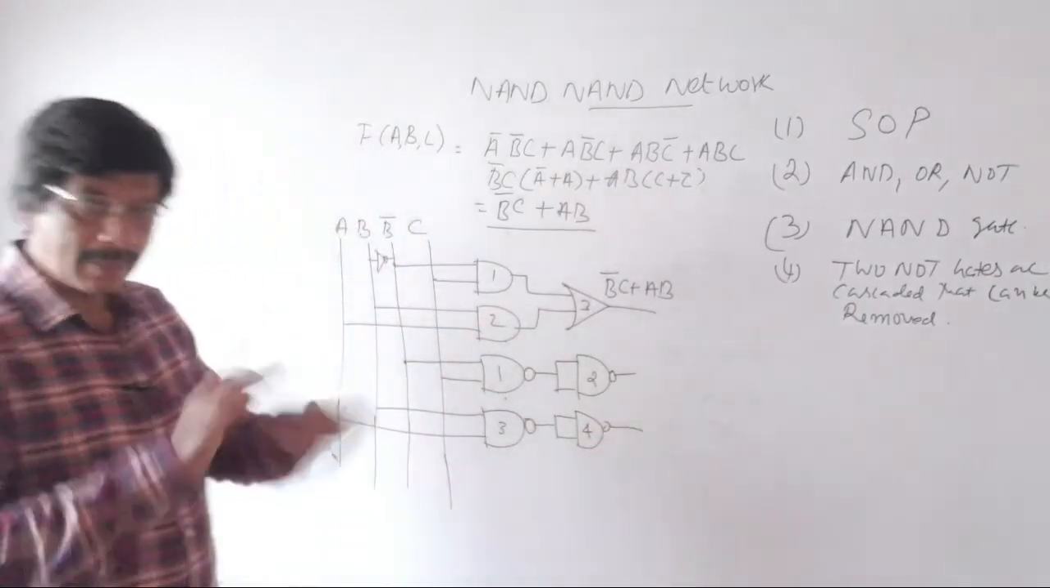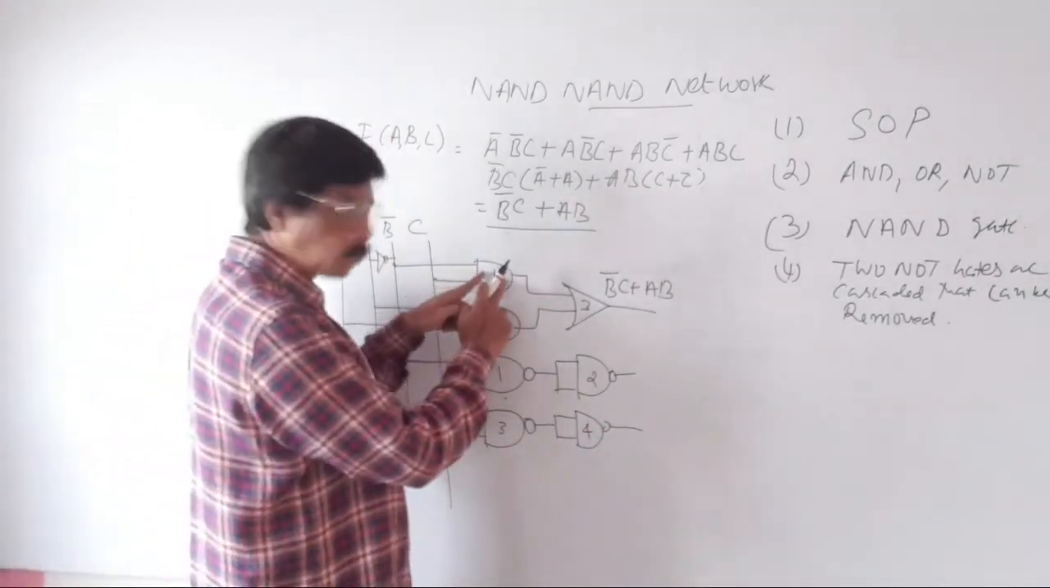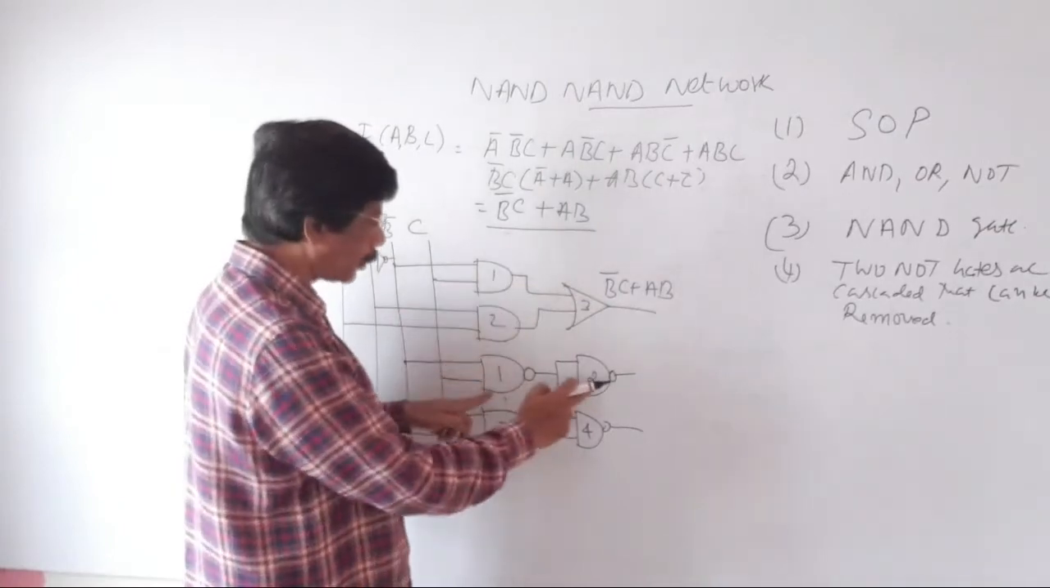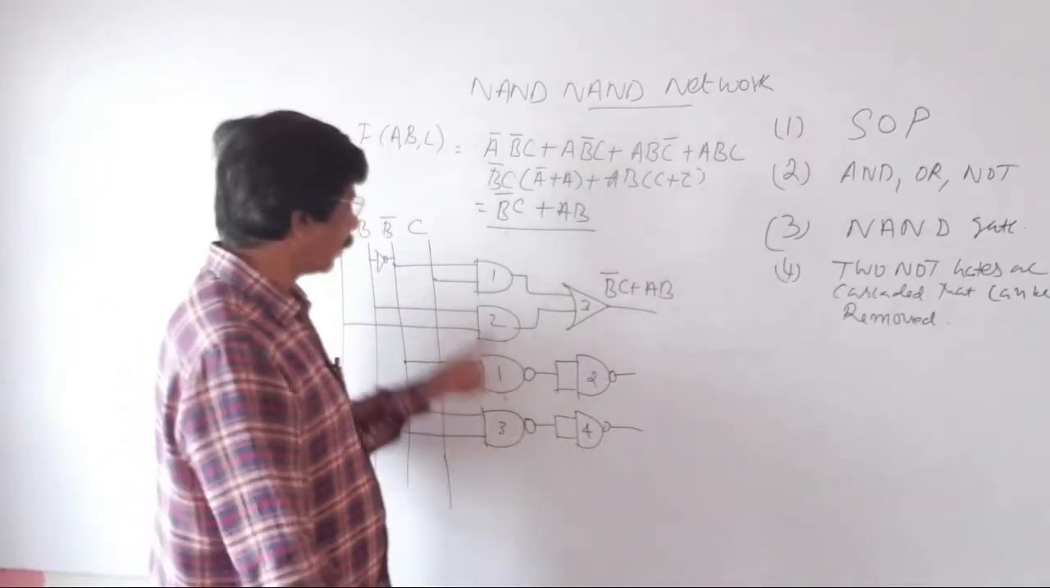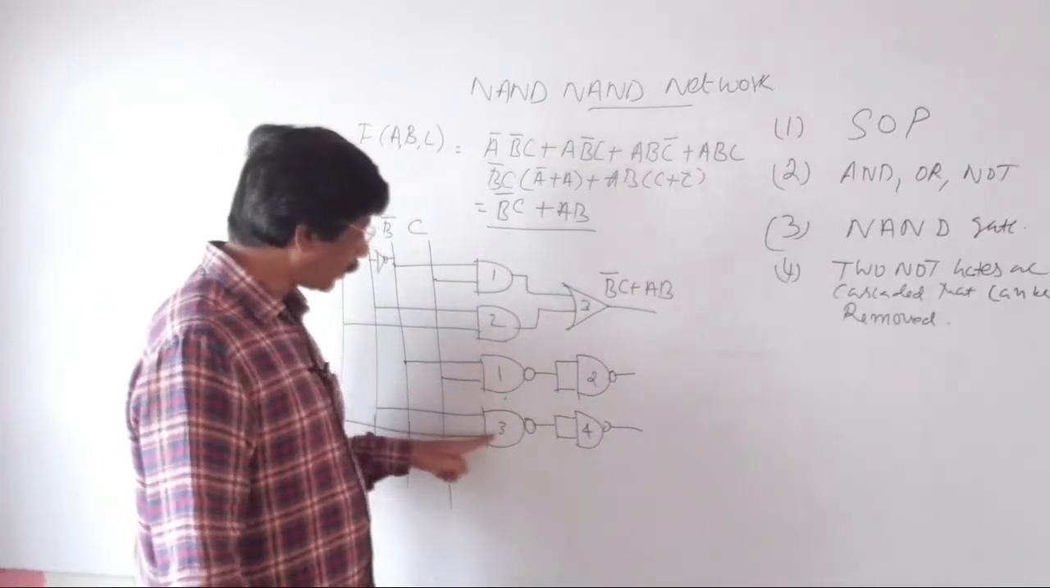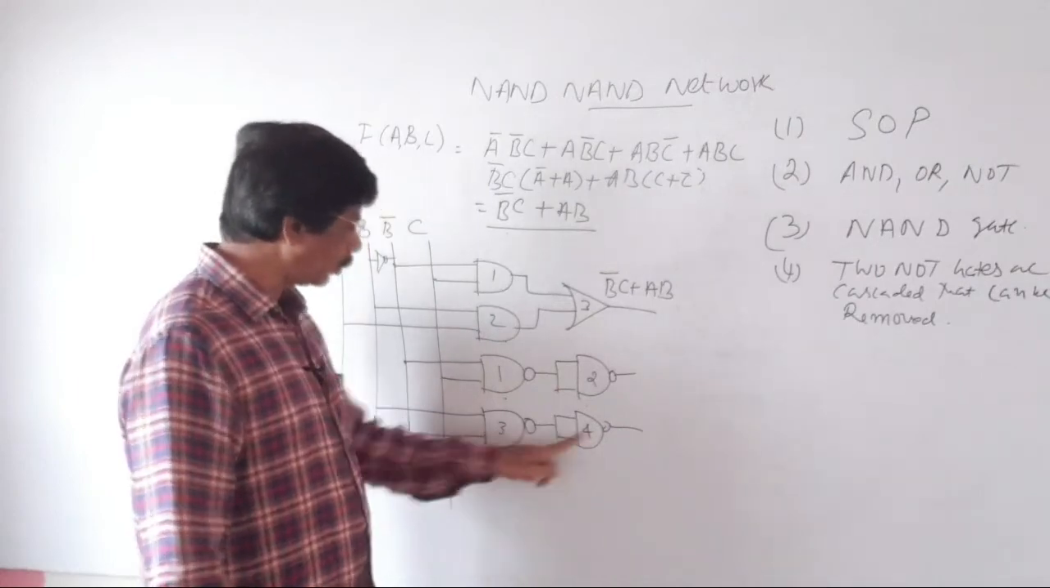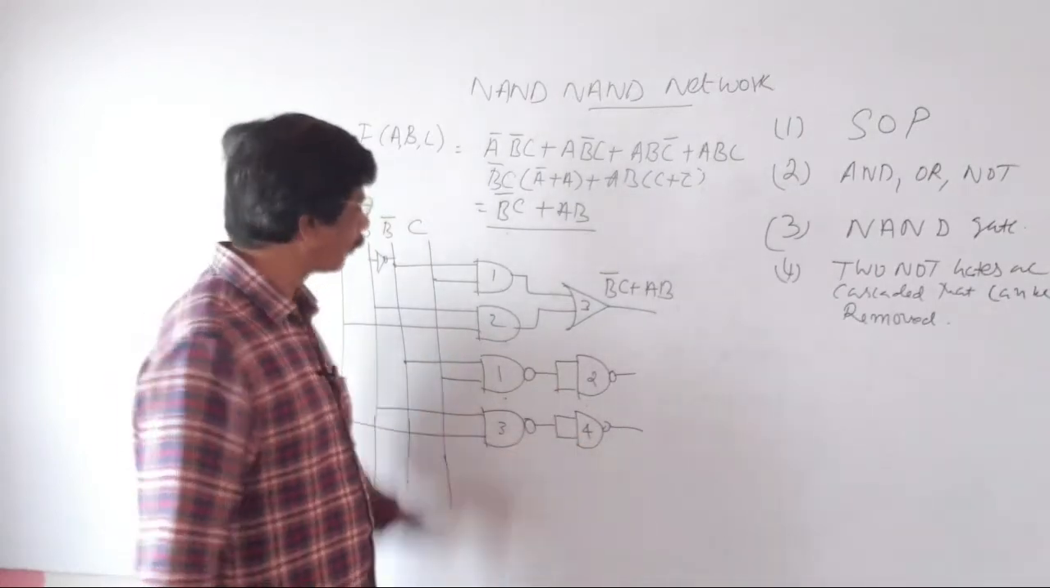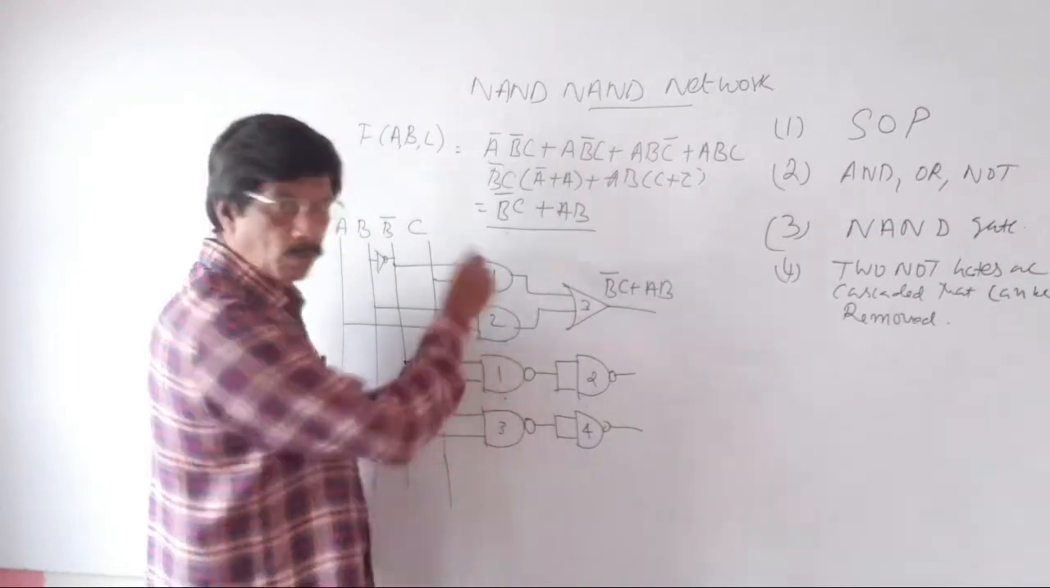Now I replaced the AND gate 1 by the equivalent two NAND gates, and the AND gate 2 by the equivalent two NAND gates 3 and 4. So up to this portion is over.